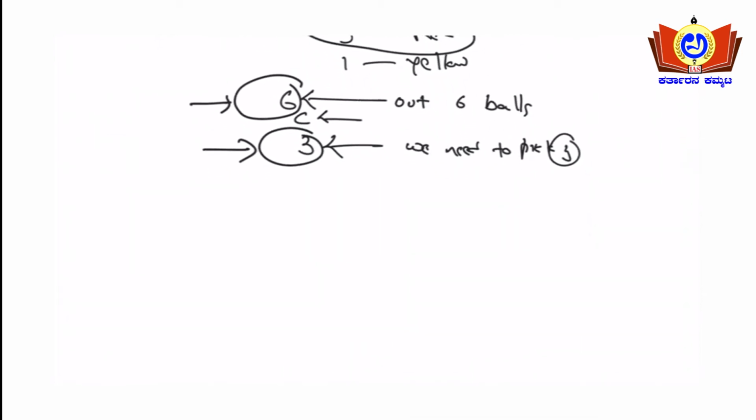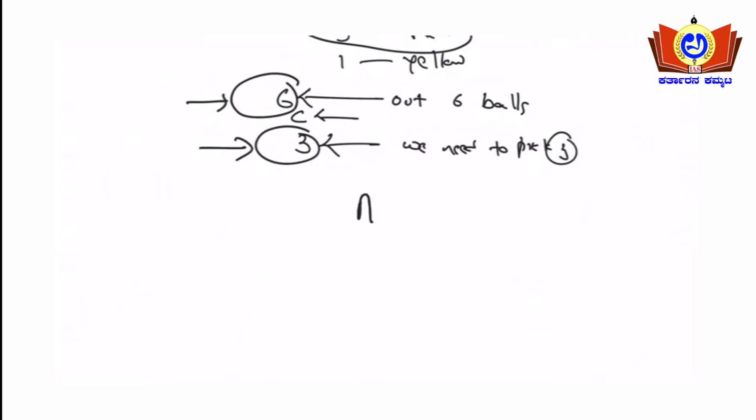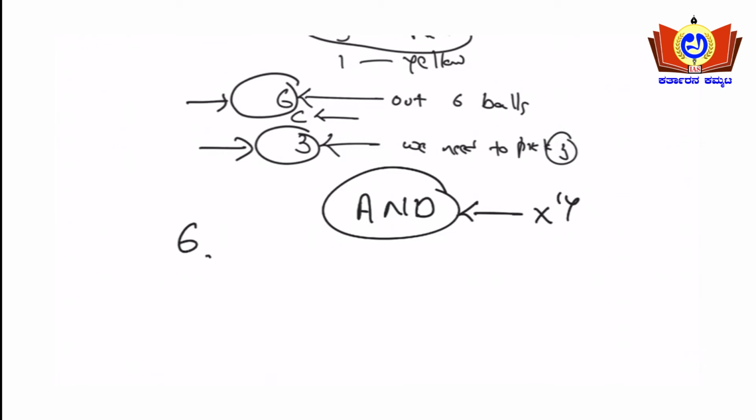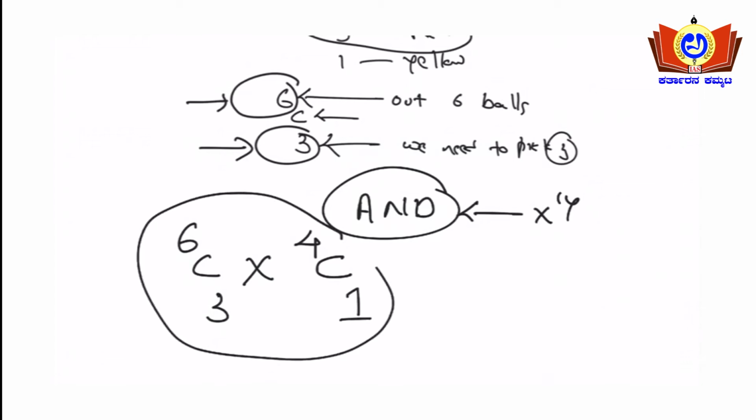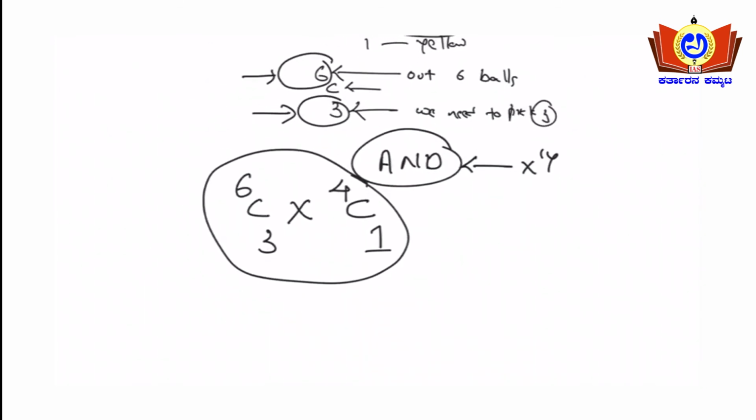The question says and. When and is there, you need to multiply. So I will write 6C3 and I am multiplying here. And how many yellow balls are there? 4 yellow balls are there. In those 4 yellow balls, I need to pick 1 yellow ball. Yes or no? So 6C3 into 4C1. This is the above formula I will be getting here.